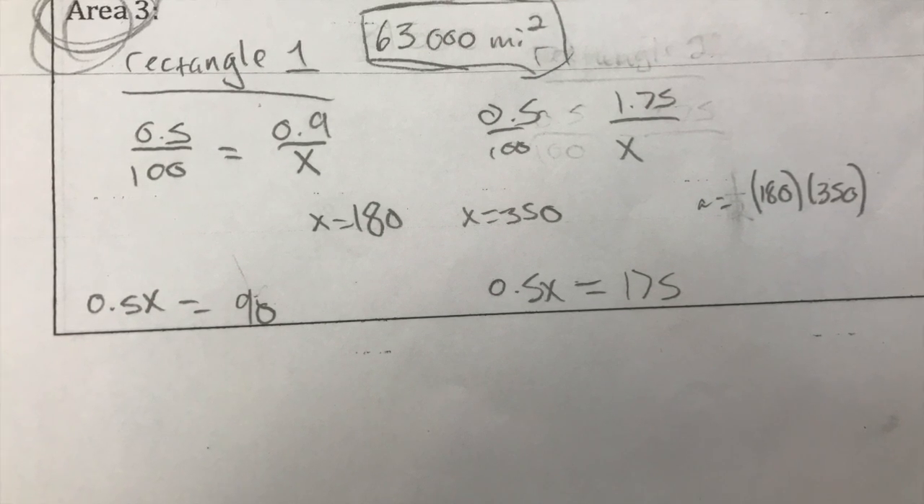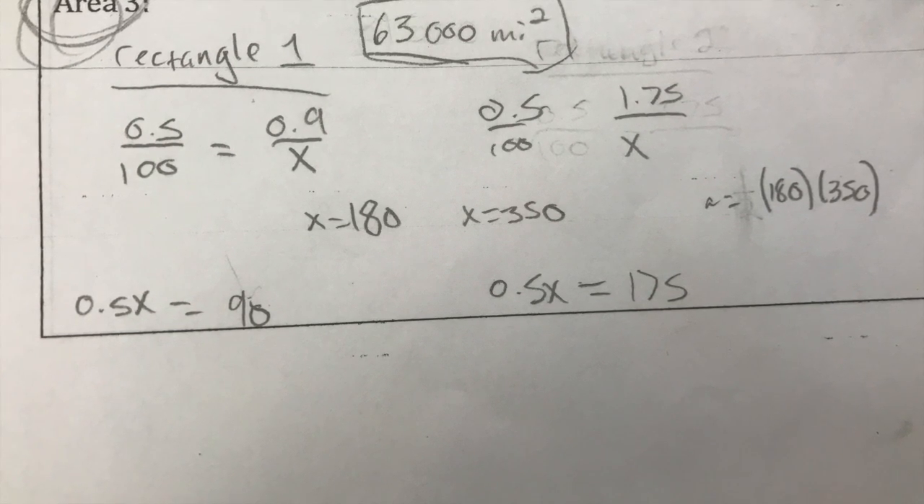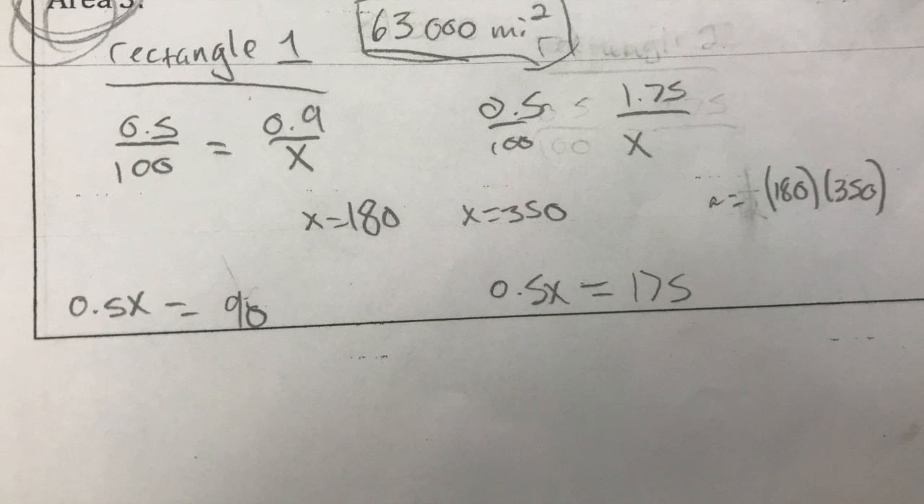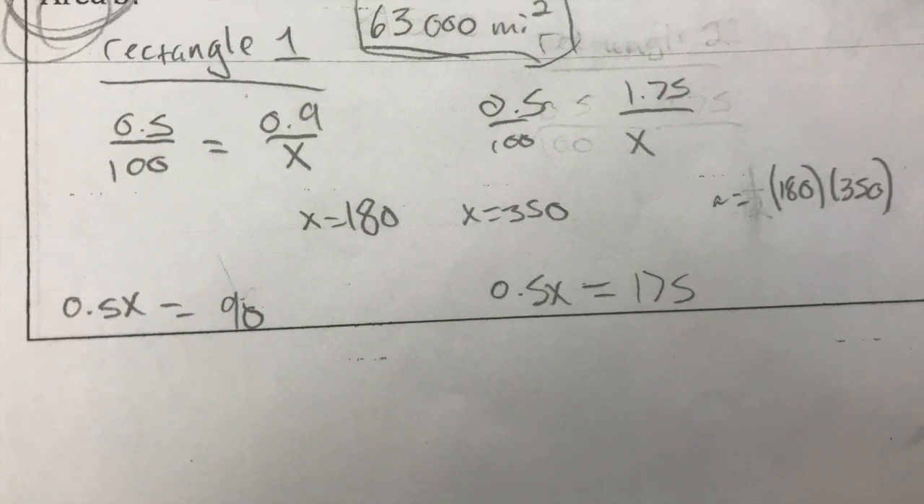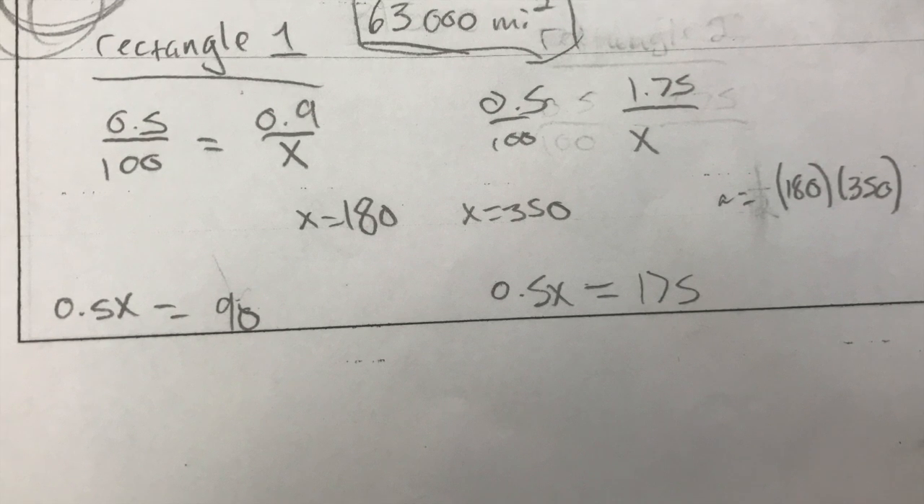Next, I did the same thing with the height and found the height of the rectangle in miles to be 175. Finally, I plugged these numbers into the area equals base times height formula and found the area of the rectangle to be 63,000 miles squared.